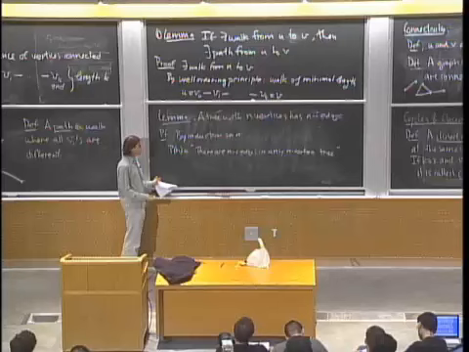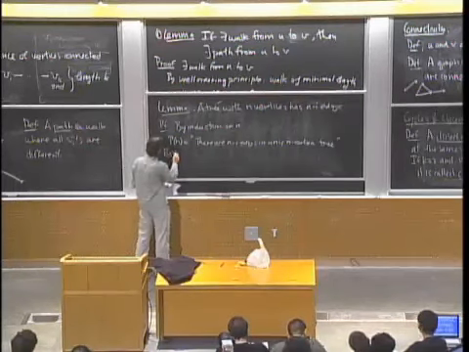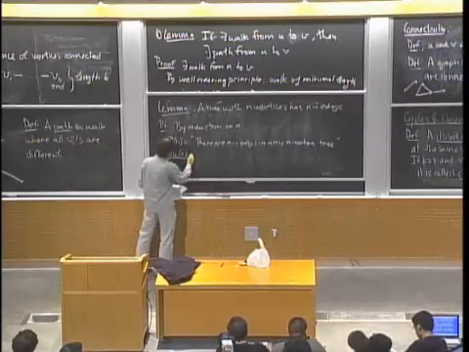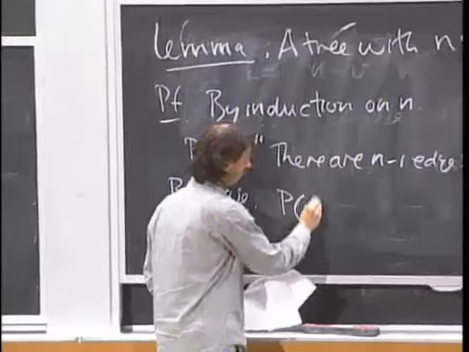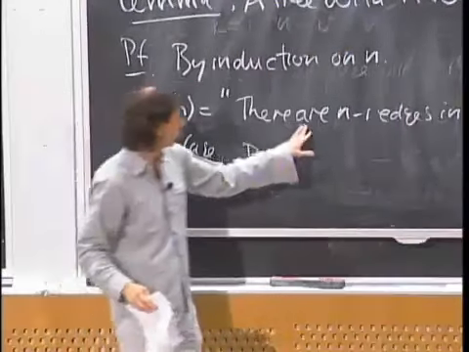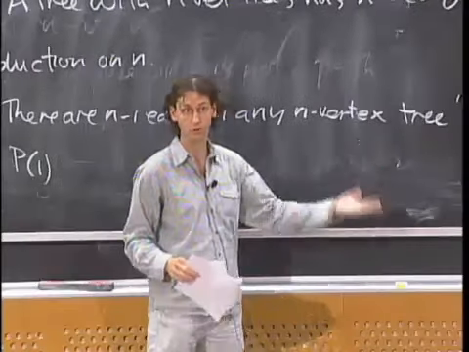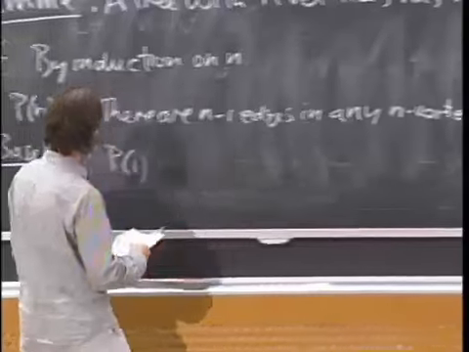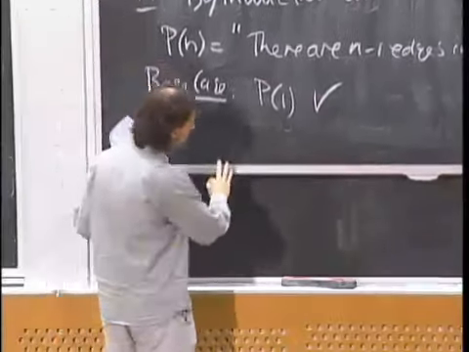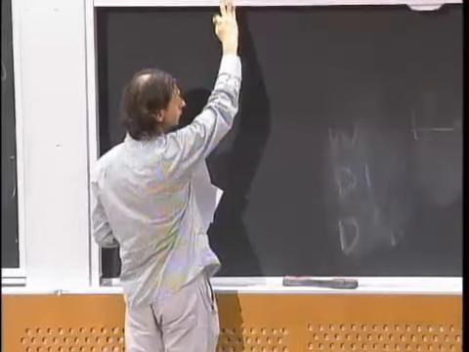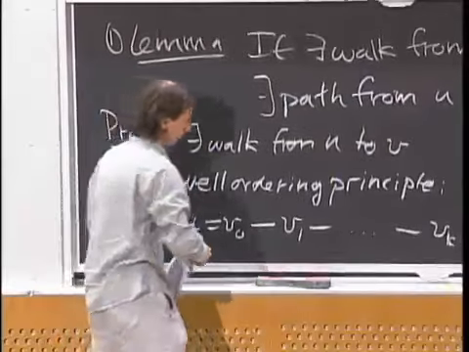And if we start with induction, we always start with the base case, right? So we have the base case. For example, we want to consider P1. So there are 0 edges in any one vertex tree. Well, that's true, right? I have just one vertex. There's no edge. So this is definitely correct. So that's easy. So let's prove the other part, which is the inductive step.